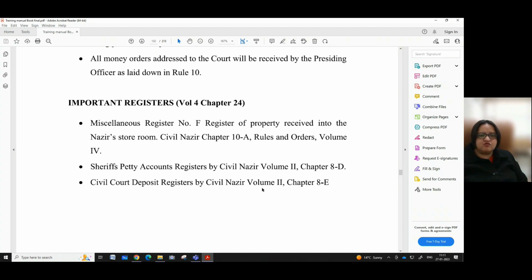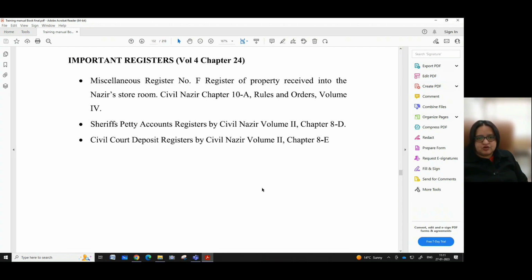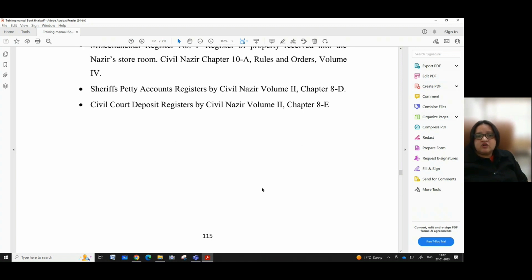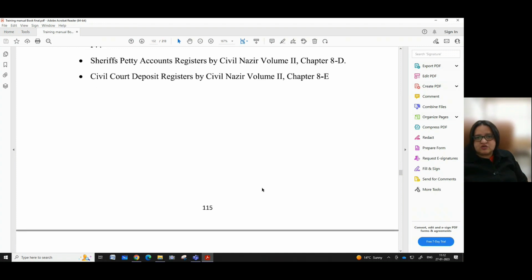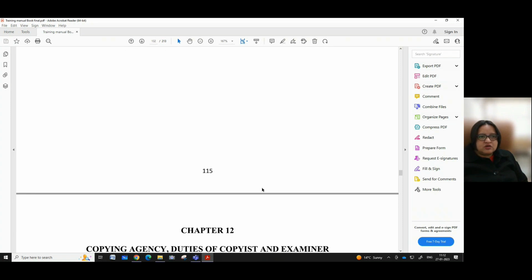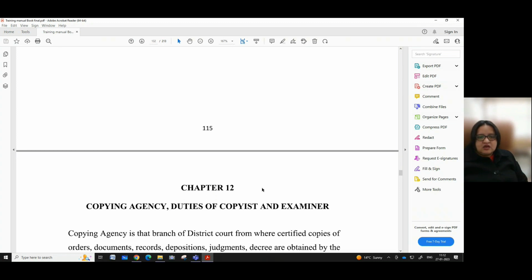Important registers are given under Volume 4, Chapter 24. Miscellaneous register number F, register of property received into Nazir storeroom, civil Nazir, Chapter 10A, Rules and Orders, Volume 4. Sheriff petty accounts register by civil Nazir, Volume 2, Chapter 8D. Civil court deposit register by civil Nazir, Volume 2, Chapter 8E. So this is all about Chapter 11 with regard to the Sheriff petty account and other accounts.